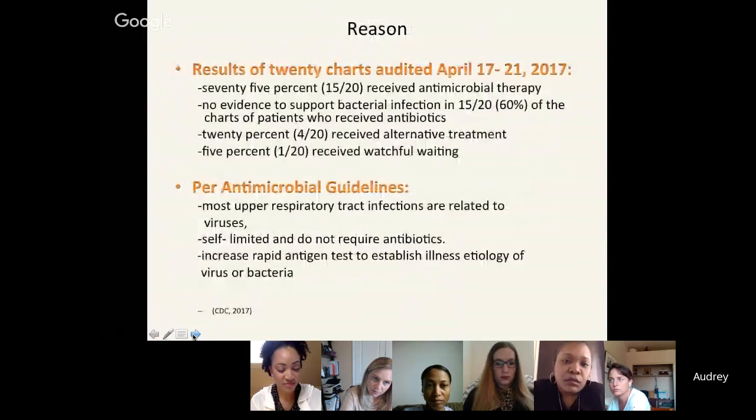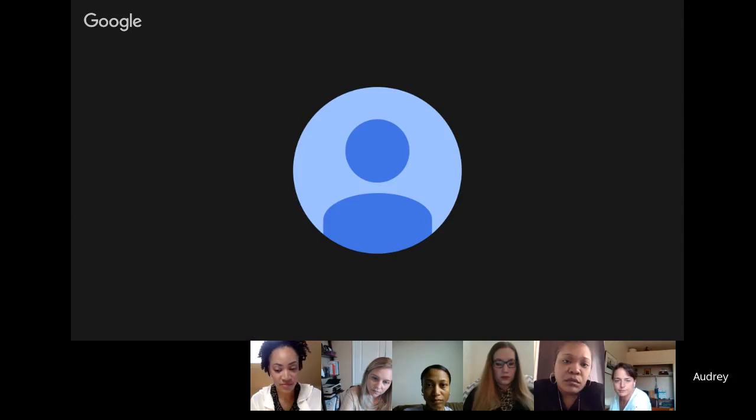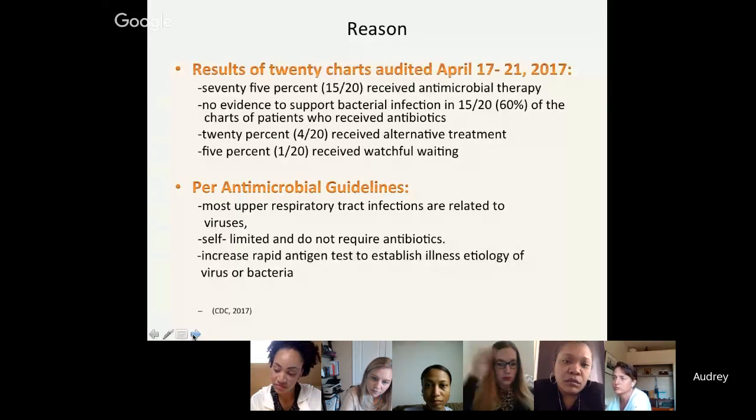20 charts were audited. 75% received microbial therapy, but no evidence was available to support 60% of these prescriptions. 20% had received alternative treatment, and another 5% had received watchful waiting.